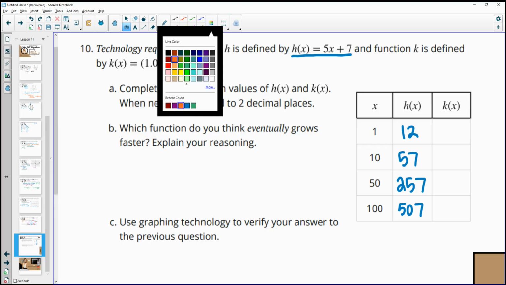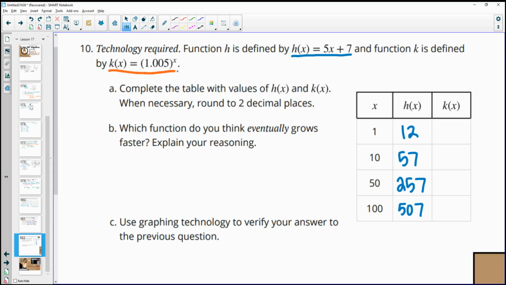Then for k of x, you'll want to just type this into your calculator. So 1.005 to the 1 is 1.005, but we'll round to 2 decimal places like it said. So that'll round up, because this is 5 or higher, so it'll round up. If we bring it to the 10th power, we get 1.051, so we'll round to 1.05. If we bring it to the 50th power, we get 1.28. And if we bring it to the 100th power, we get 1.65.